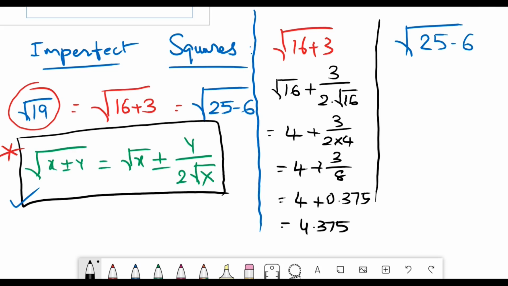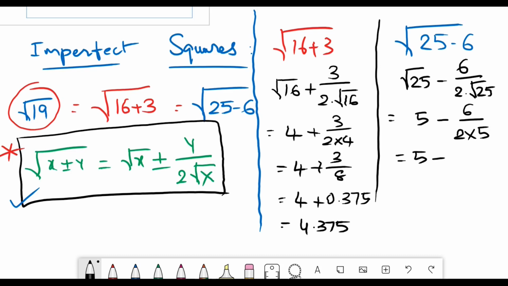Second, it looks like root of x minus y. That means root of 25 minus 6, root of x minus y divided by 2 into root of x. That is equal to root of 25, which is 5, minus 6 divided by 2 into root of 25, which is 5. That is equal to 5 minus 6 by 2 fives are 10. 5 minus 6 by 10, which we can write as 0.6. Subtract 0.6 from 5, we will get 4.4. Hence the answer will be either 4.375 or 4.4.